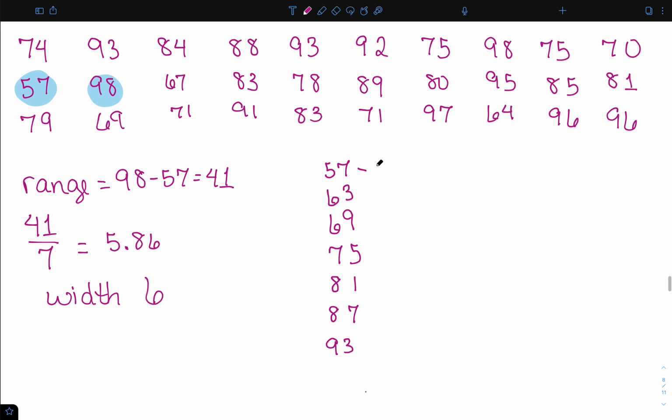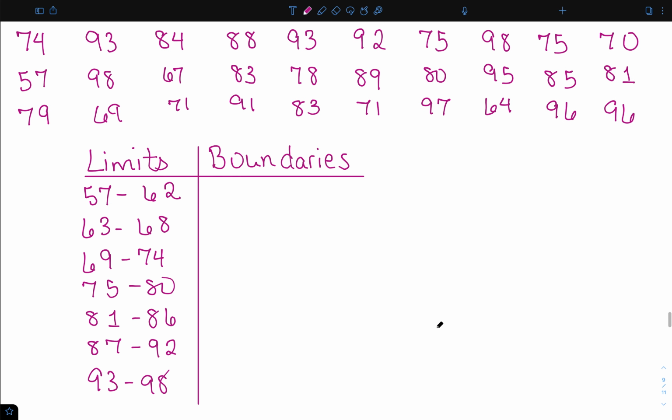Since my next lower limit is 63, my first upper limit will be 62. I then have 68, 74, 80, 86, 92, and 98. Now that we have our limits, we can fill in the boundaries.